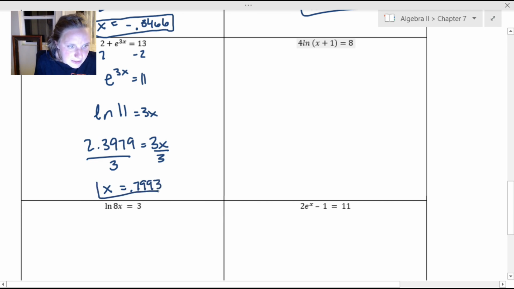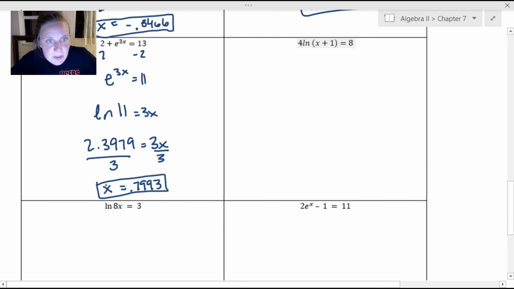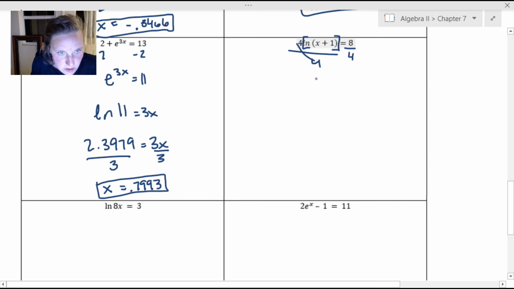I did all this on the calculator. I don't know this off the top of my head. I just have it written down right here. You should be using a calculator to figure this stuff out. Okay, again, we've got to isolate the natural log of x plus 1. To do that, we divide by 4. So the natural log of x plus 1 is whatever 8 divided by 4 is, which is 2. I hope you said 2.